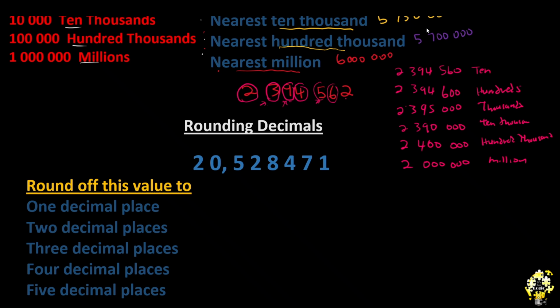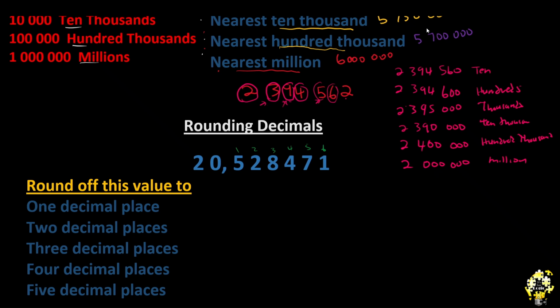So this is the first decimal. Let me use a green. This is the first decimal, second decimal, third decimal, fourth decimal, fifth decimal, sixth decimal. It still stays the same. Target, right neighbor, still the same.